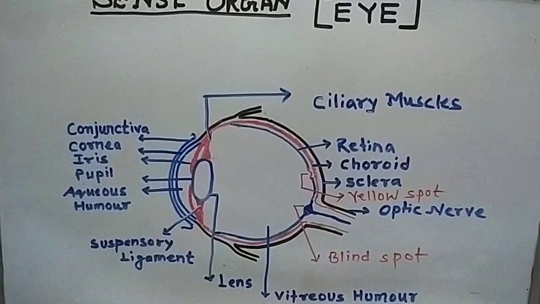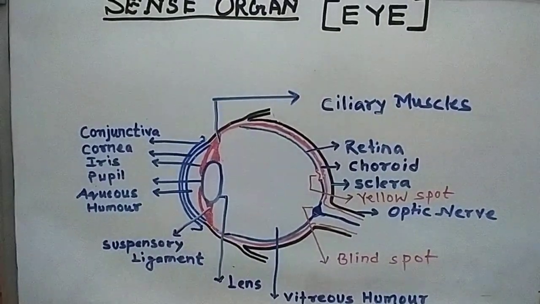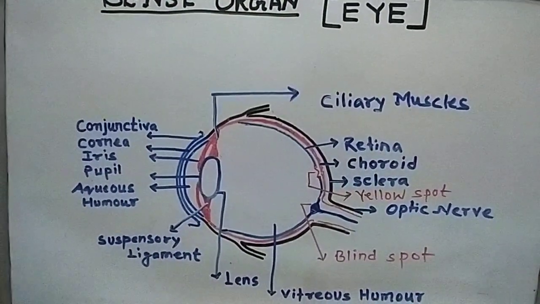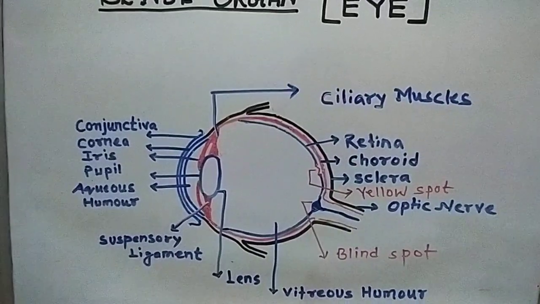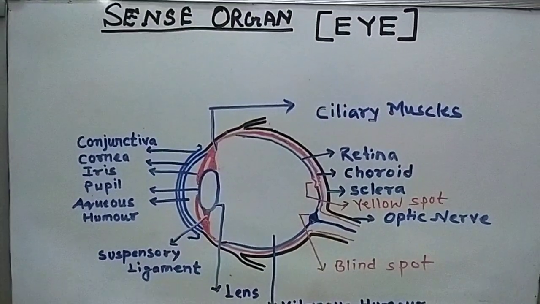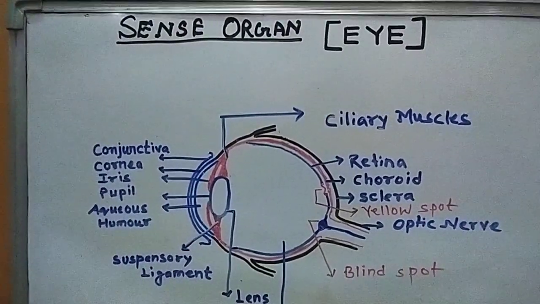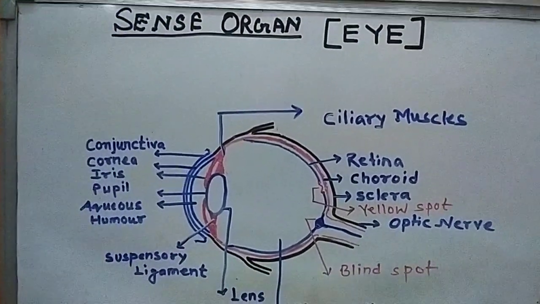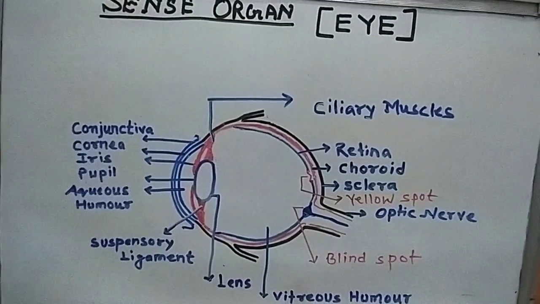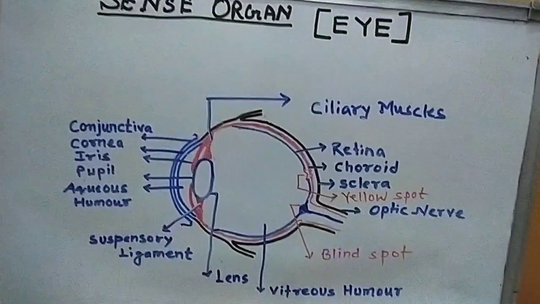Now, it bulges and becomes transparent in the front region where it covers the colored part of the eye, that is called the cornea. Now, the cornea of the eye sometimes becomes opaque and non-functional. In such cases, the defective cornea can be replaced by a healthy cornea from another person's eye.